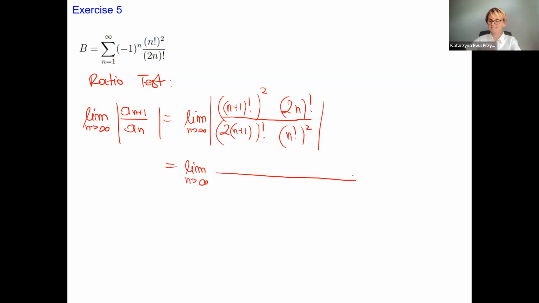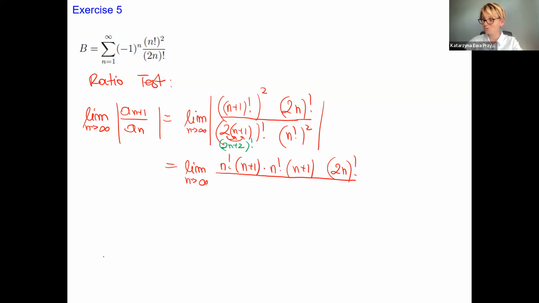Let's simplify. That's the best moment. N plus 1 factorial I can rewrite as n factorial times n plus 1. And it is squared, so I will write again n factorial, n plus 1, easier for simplification. 2n factorial, I will keep it. Now we remember this, 2n plus 1, we have to distribute this. That means this is basically 2n plus 2 factorial.